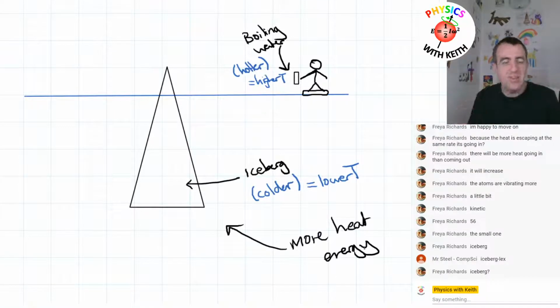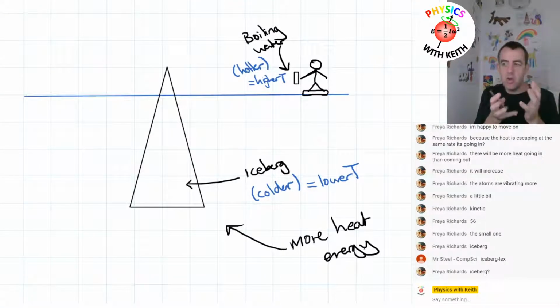Yep. So the iceberg, both of you are right. The iceberg has more heat energy because although the cup of water has more kinetic energy per particle, per molecule of water, there are a hell of a lot more molecules of water in the iceberg. So the iceberg overall has a lot more energy. And that's a weird idea to get your head around. But when we say we heat something up, do we mean we increase its temperature, or do we mean we put heat energy in? And the two aren't quite the same.